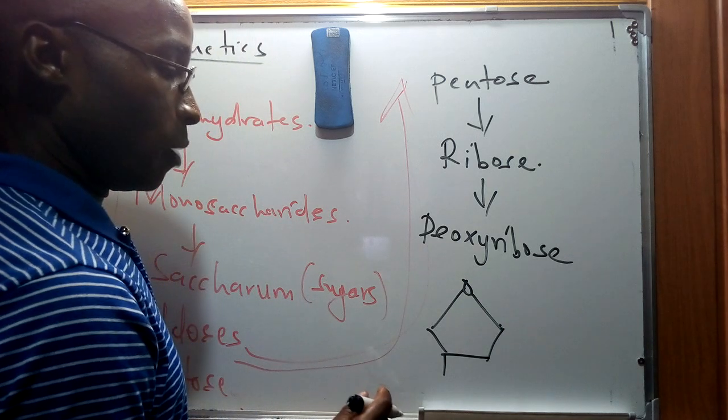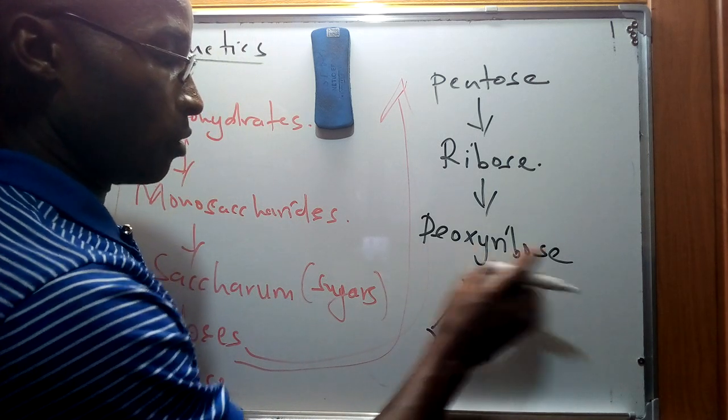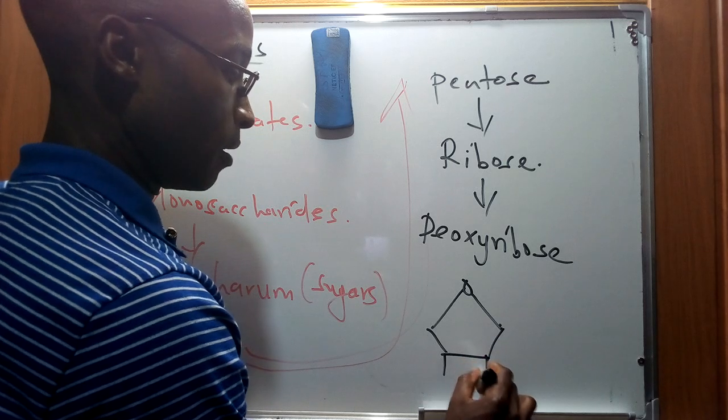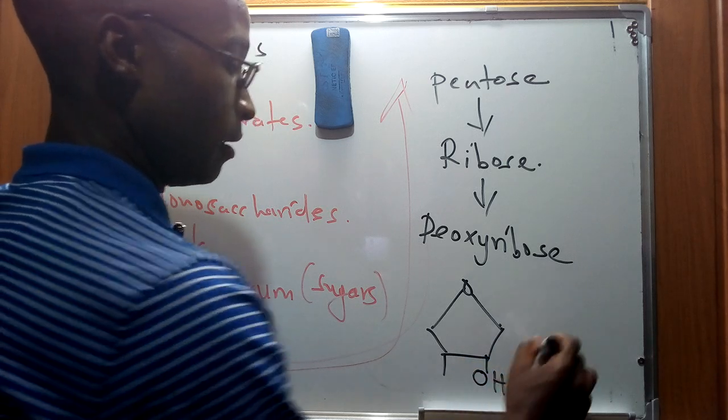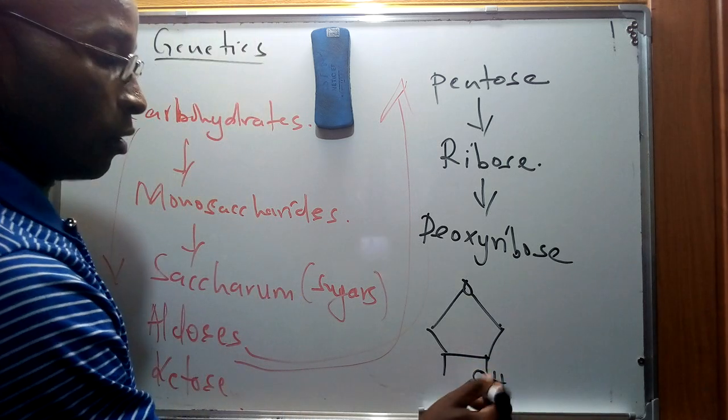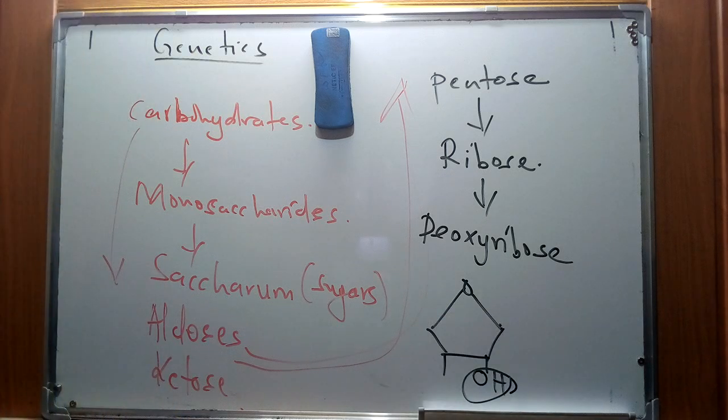The molecular formula for ribose and deoxyribose is almost the same, only that there's a difference. The ribose has a hydroxyl group, while the deoxyribose lacks an OH group. So that's the main difference.